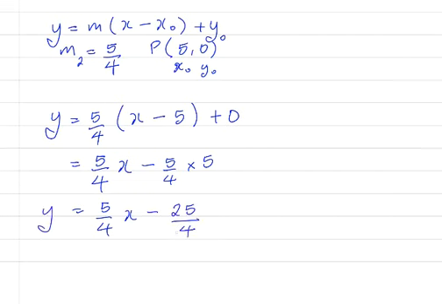So y is equal to 5 over 4 x minus 25 over 4 is the equation of the line which is perpendicular to the given line and also passes through P. So y is equal to 5 over 4 x minus 25 over 4 is perpendicular to the original line and it passes through the point P.